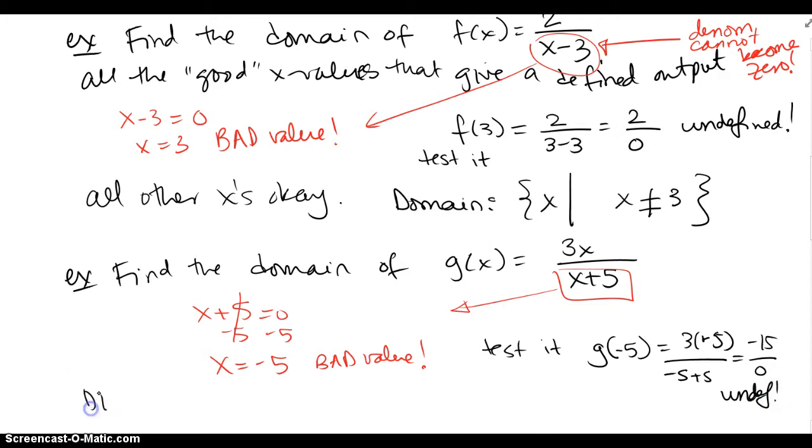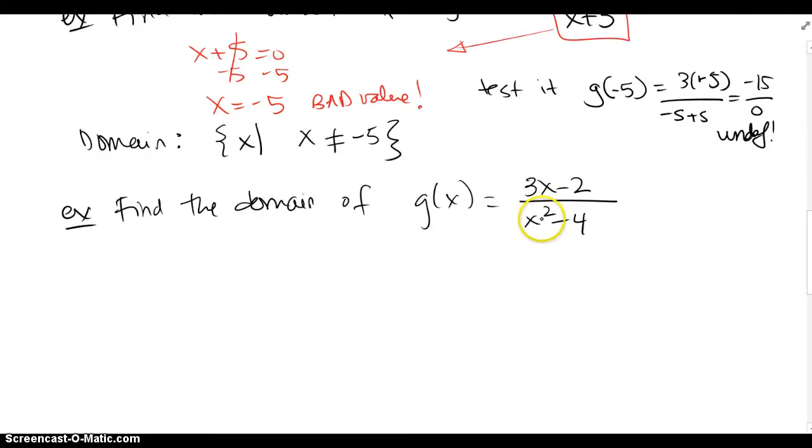So we say for the domain, everything is okay except that guy that makes the denominator 0. All x such that x cannot be -5. So there was only one bad value to exclude. All other x values you input, you're going to get a good output. Find the domain of this function.